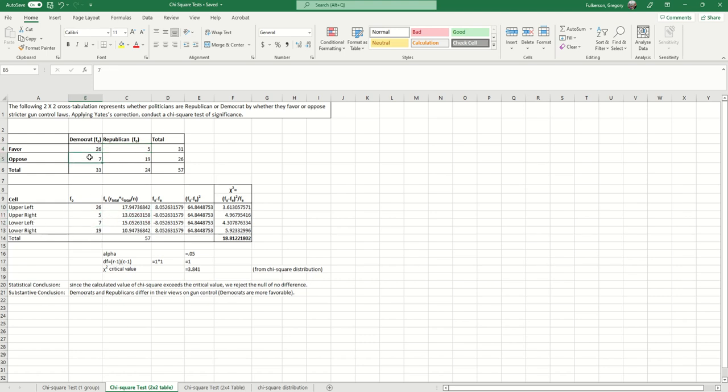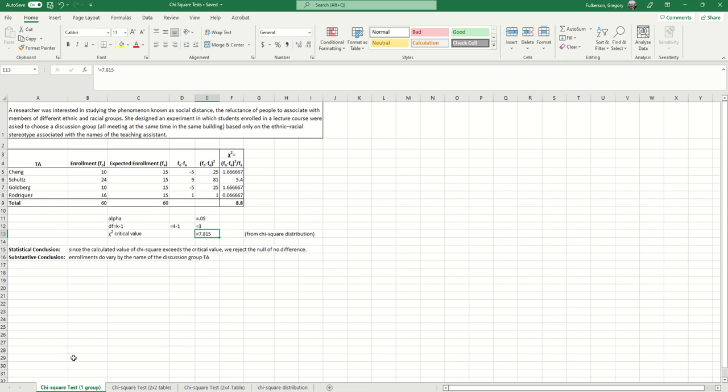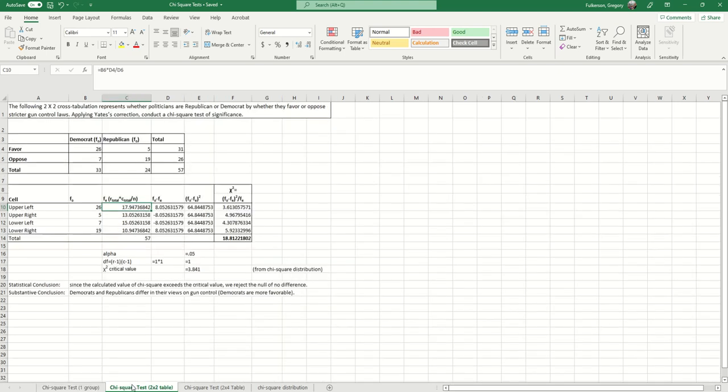Lower left, which is 7, and lower right, which is 19. So those are our observed frequencies. Now, when you want to calculate the expected values from a contingency table, it's a little different than we saw in the one group test. It was simply just dividing sample size by the number of groups. Well, we don't do that when we have a crosstab.